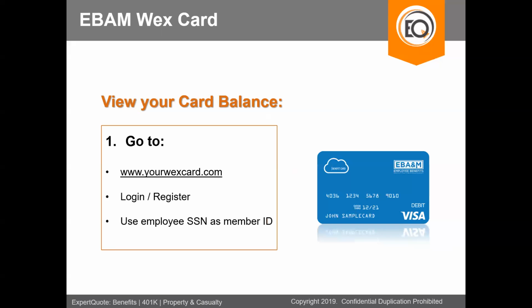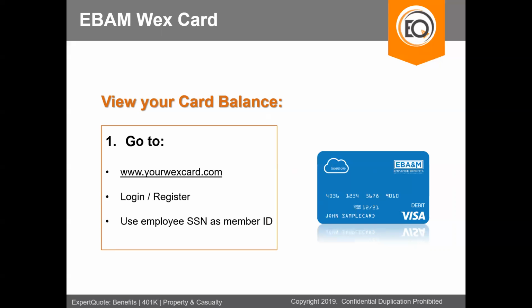Okay, your WEX card. So if you all haven't heard of EBA&M, they are the third-party administrator that holds all the money for HealthIQ and makes sure that your claims get paid. They're the ones that make sure that you get your WEX cards in the mail. You're going to want to go to yourwexcard.com. They have a new cloud platform that will show you all of your claims information, your transactions, and you'll be able to submit for reimbursement.